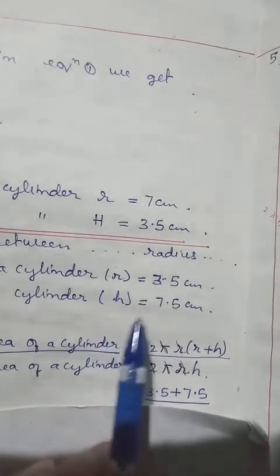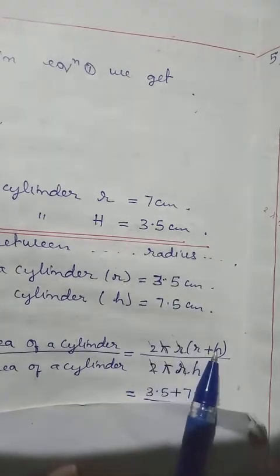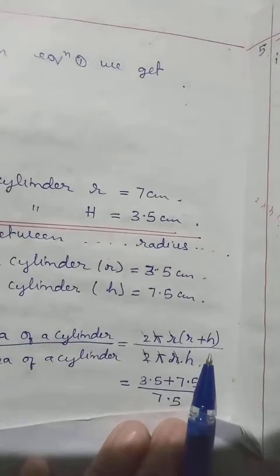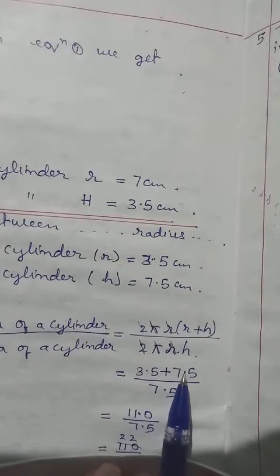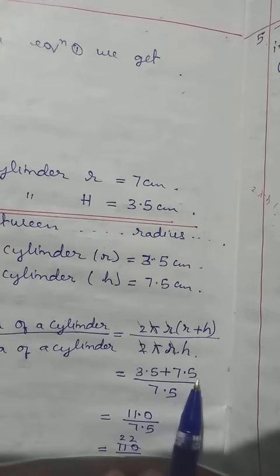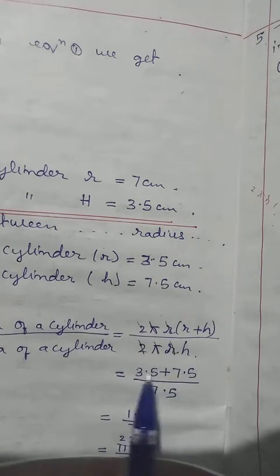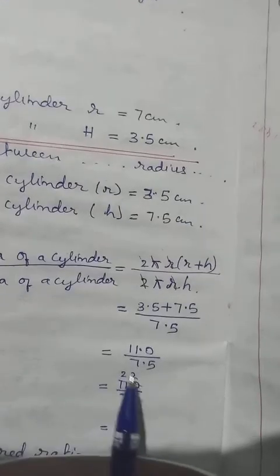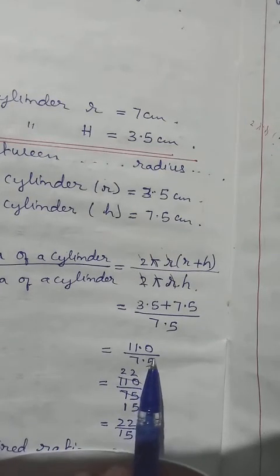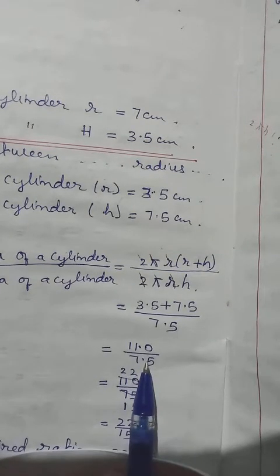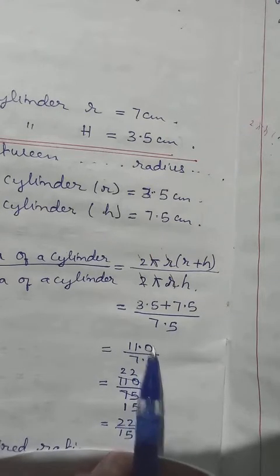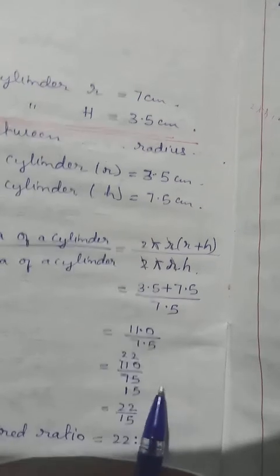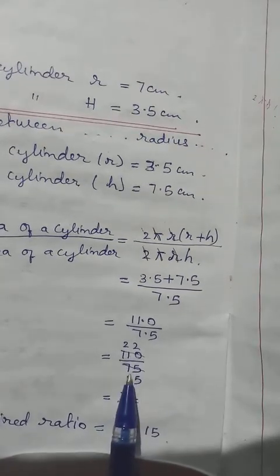r we have here to be 3.5, we can replace from that, plus h we get 7.5, we can replace, and then here also 7.5. Now we can add them. 3.5 plus 7.5 is 11.0. Then, because we need to get the ratio, let's remove the decimal. Here we have one number after the decimal, there also one number after the decimal. We can put 0, 0, so the 0s will get cancelled. Then we are left with 110 by 75.